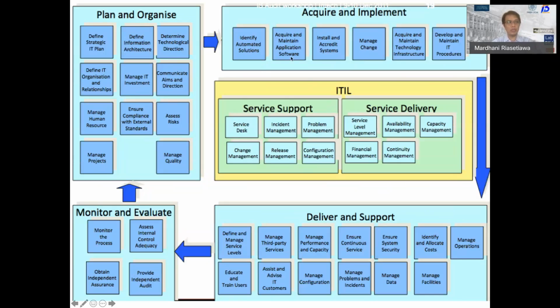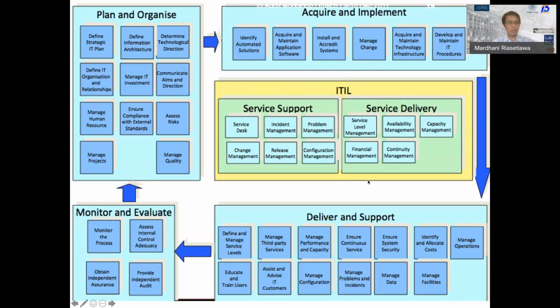And then they need to acquire and maintain the application software, which is also very important. Next, you need to install and accredit the system, so we can identify the requirements of the system itself. We also need change management for the acquired implementation of the system, for example, the procedure for updating processes, patching the software, tracking security issues, and so on. And then we need to acquire and maintain the technology infrastructure and develop the IT procedures. So we need to fulfill all the requirements of acquire and implement.